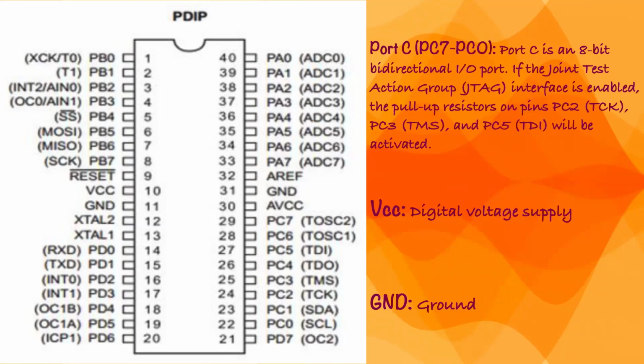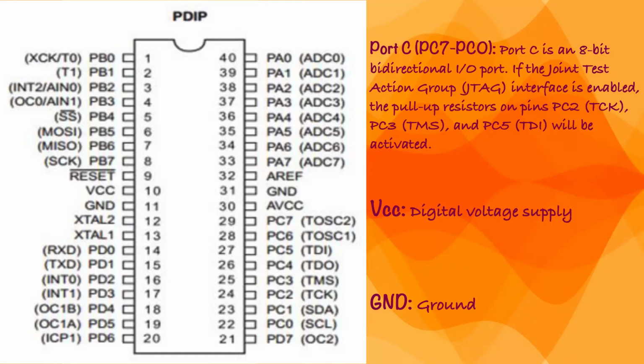Then comes port C, which is denoted as, of course, PC7 to PC0. Now, port C is an 8-bit bidirectional input-output port. If the JTAG, Joint Test Action Group, interface is enabled, let's not go into great details. Just try to give it a read through. The pull-up registers on the pins PC2, PC3 and PC5 will be active.